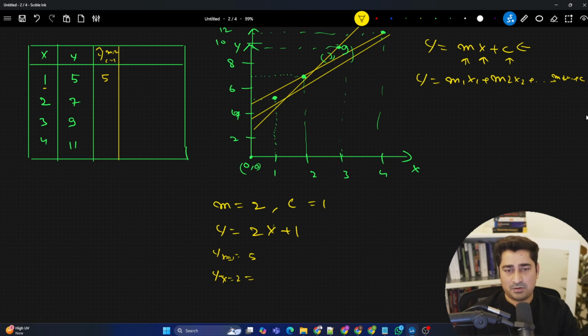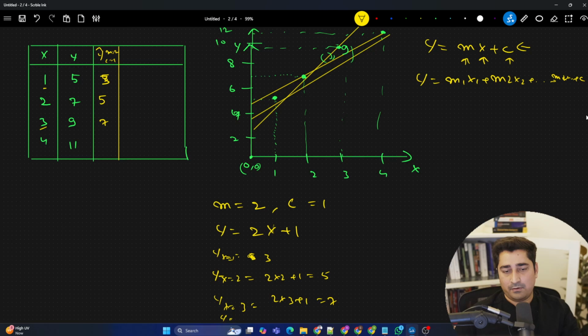Sorry, x is equal to 1, right? 2 into 1 plus 1, 3. Now x is equal to 2. So 2 into 2 plus 1 is equal to 5. So this is going to be 3, this is going to be 5, and then y when x is equal to 3 for the third value. So 2 into 3 plus 1 is going to be 7.